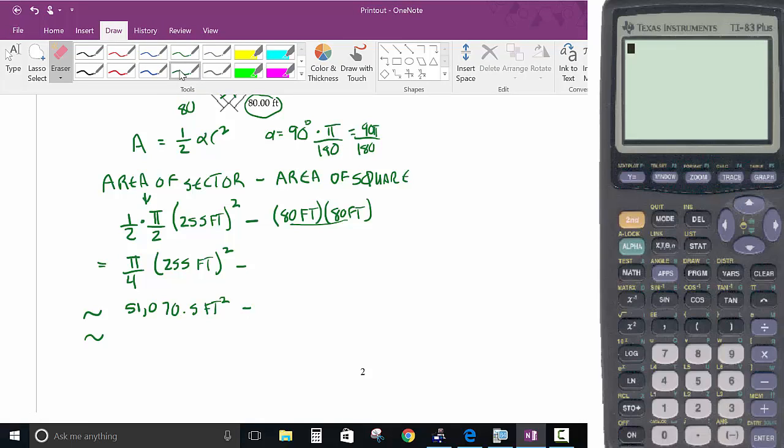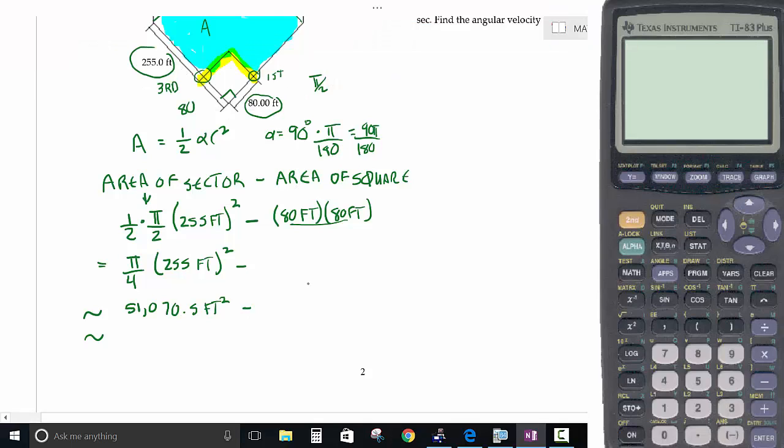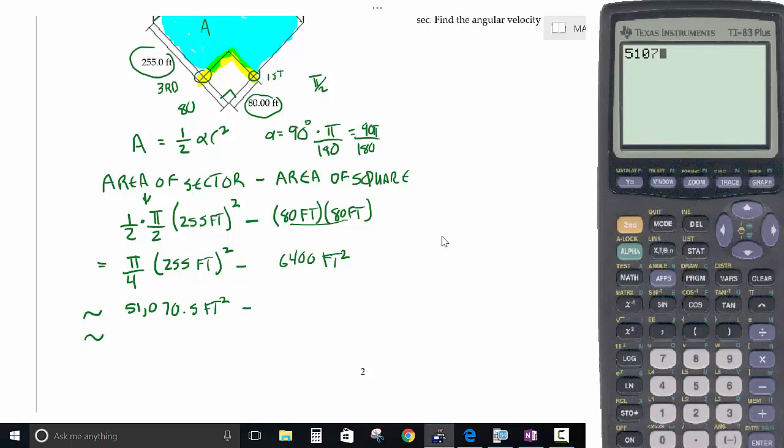So you always want to be thinking about your error. That's generally how I catch what I make, is answers just don't make sense. I've got pretty good estimation skills, and you always want to basically be doing the same thing. So we have 51,070.5, and then we're going to subtract off the 6,400, and that'll give the answer.